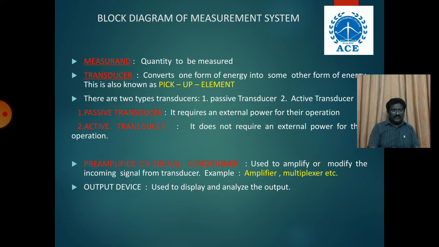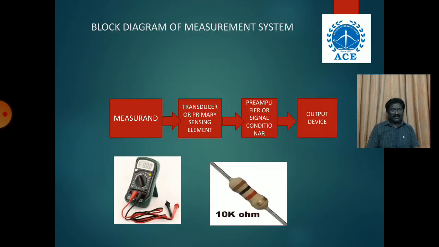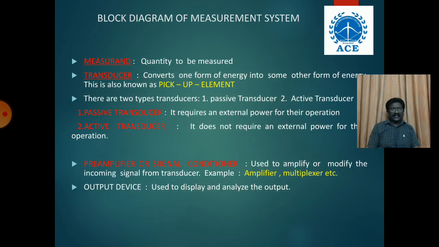So the next block is the transducer or primary sensing element. Here the function of the transducer is to convert one form of energy into another form. That means it will convert a non-electrical variable into an electrical variable. Another name for the transducer is pickup element.